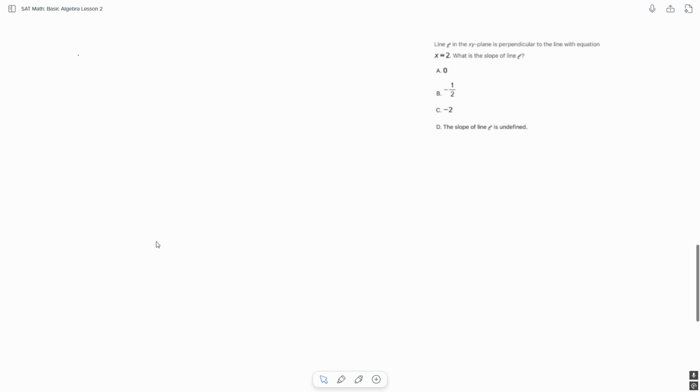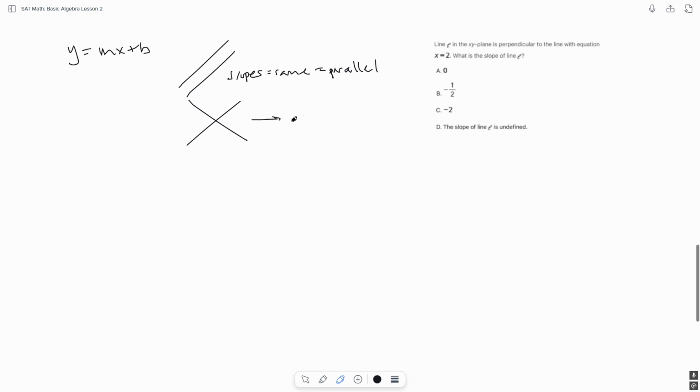Something that I didn't go over in the last one, because this is more on y equals mx plus b, is, I talked about parallel lines a little bit, about how slopes are the same, right? Slopes same, which means they're parallel. But how do we know if it's perpendicular like this? It has to have the negative reciprocal.